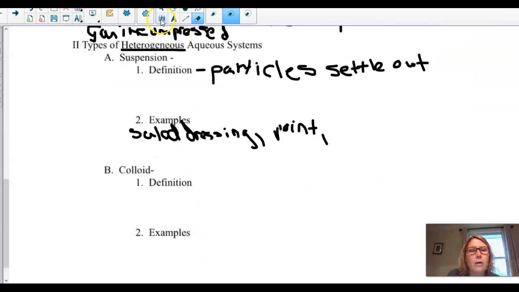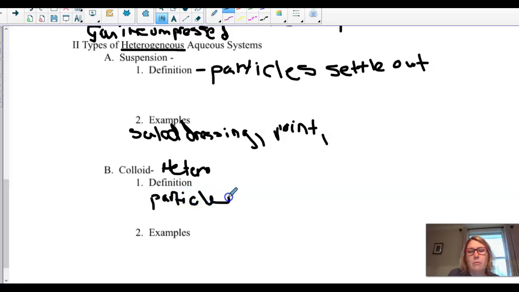So a colloid is also heterogeneous. So these are both heterogeneous, but the difference is colloids, their particles do not settle out. So particles do not settle. Let's talk about some examples. Do not settle.